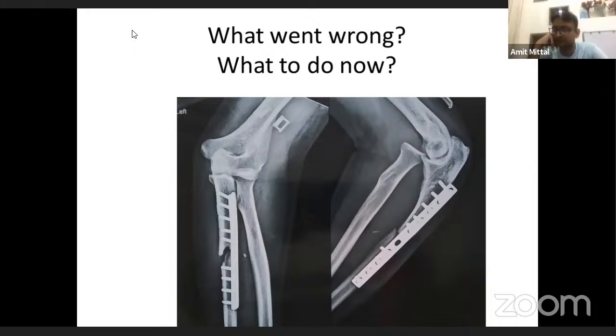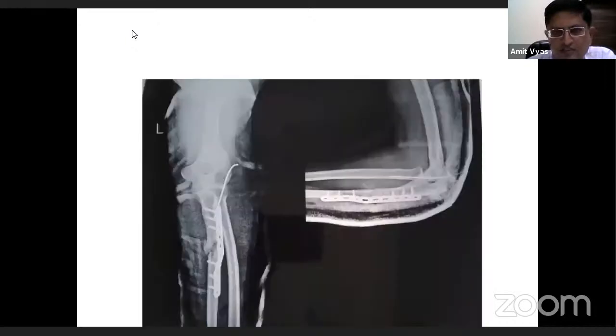Yes, you correctly said that as the butterfly fragment was large and probably as it was removed, there is decreased length of the ulna, so the radial head is not coming at its place. So I opened it again, removed the implant, restored the length of the ulna, and then used bone graft. And now the radial head came into its place.